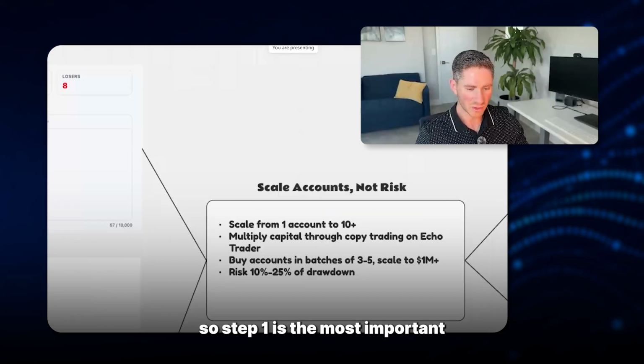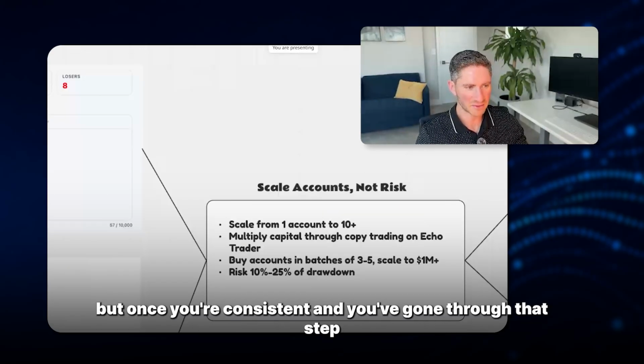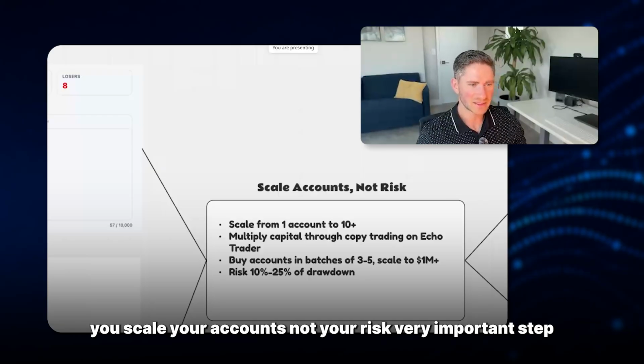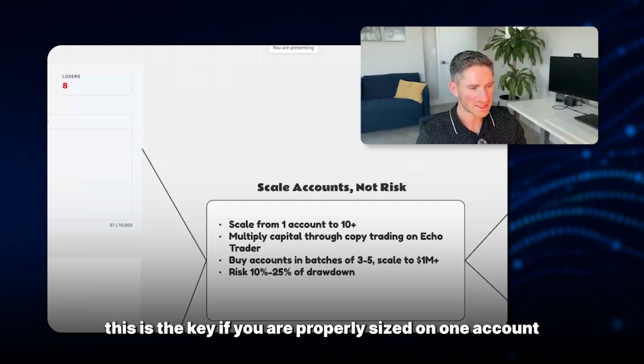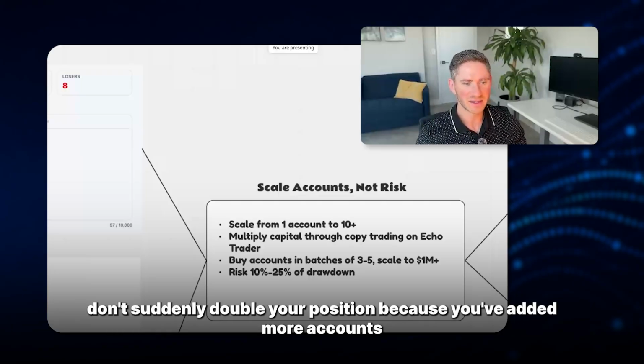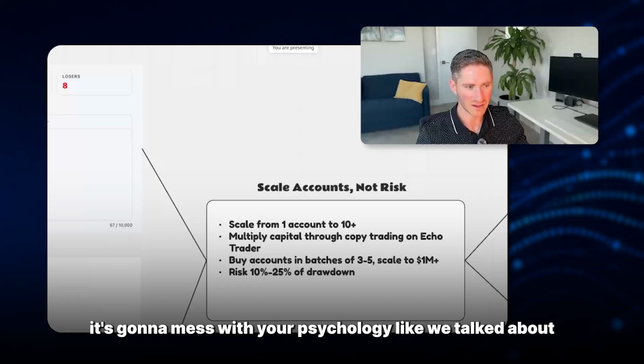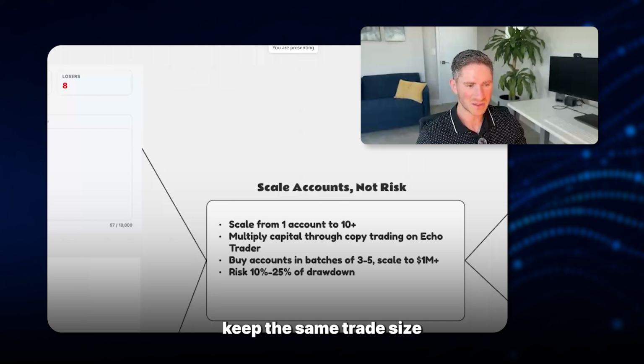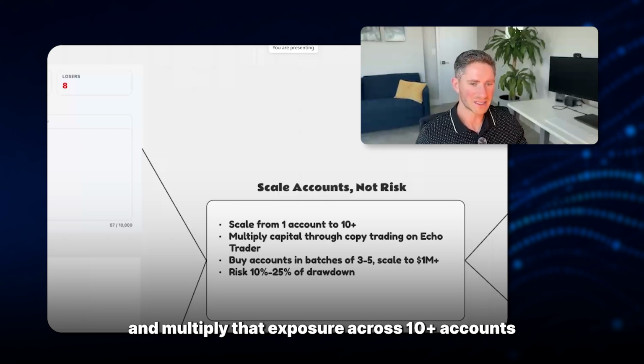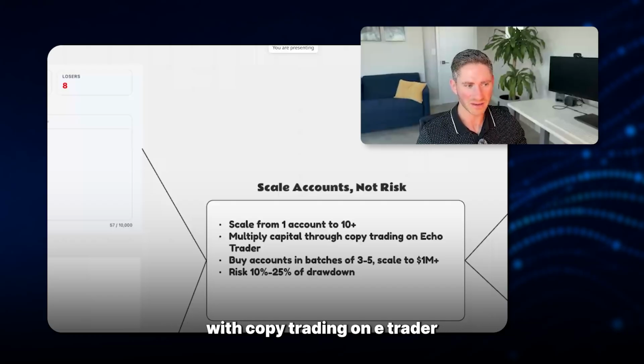So step one is the most important, but once you're consistent and you've gone through that step, you scale your accounts, not your risk. Very important step. This is the key. If you are properly sized on one account, don't suddenly double your position because you've added more accounts. Don't go from $500 to $1,000. It's going to mess with your psychology like we talked about. Keep the same trade size and multiply that exposure across 10 plus accounts with copy trading on EchoTrader. That's the whole point of the model.